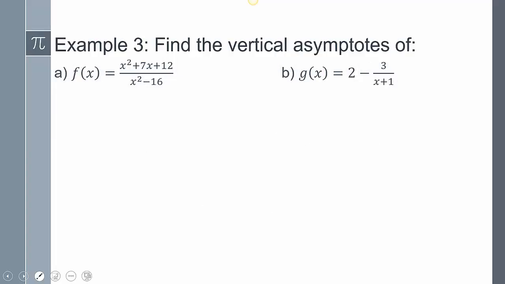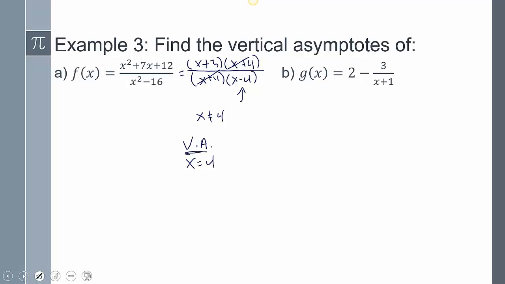So in these cases, let's find the vertical asymptote of these. This first one, remember, we have to try and reduce it. So this is going to turn into x plus 3 times x plus 4, and this would be x plus 4 times x minus 4. Well, that will cancel out, so those are not vertical asymptotes. I have this x minus 4 left in the denominator, so x cannot equal 4, so my vertical asymptote is going to be the equation x equals 4, because that's in my denominator.